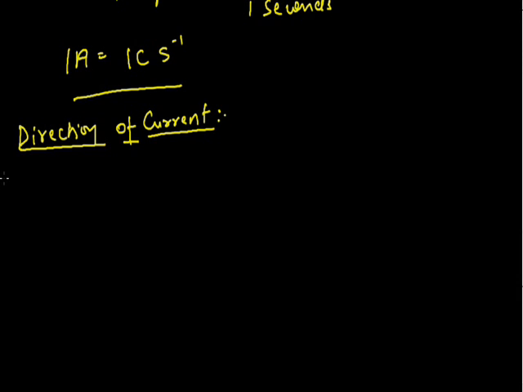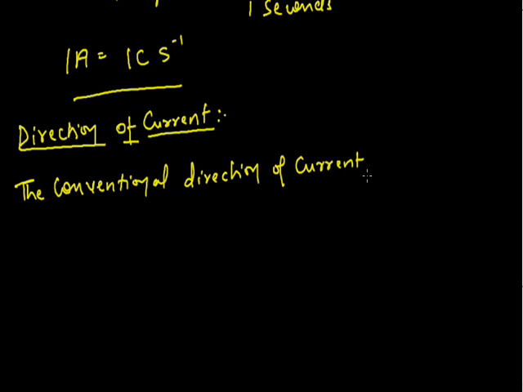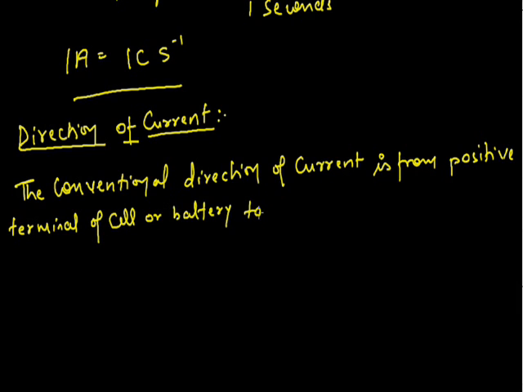Thus the conventional direction of electric current is from the positive terminal of the cell to the negative terminal through a circuit. The conventional direction of current is from the positive terminal of a cell or battery to the negative terminal.